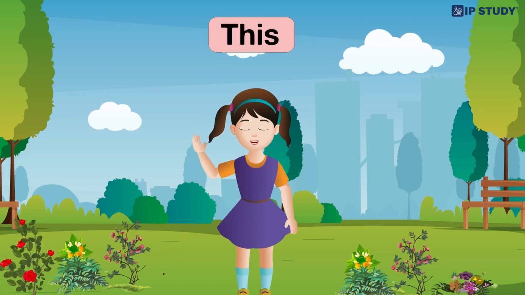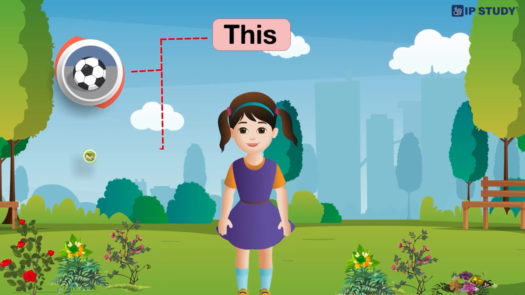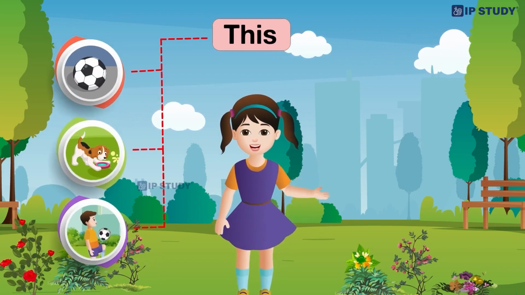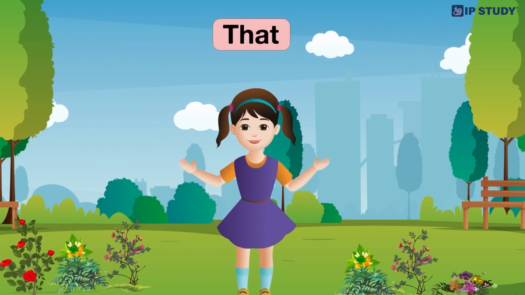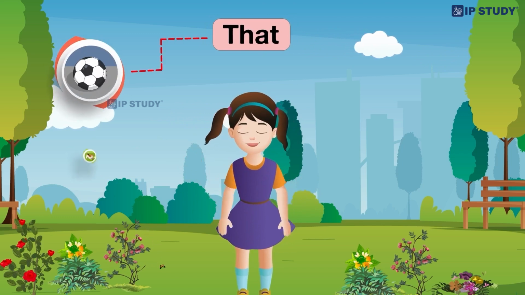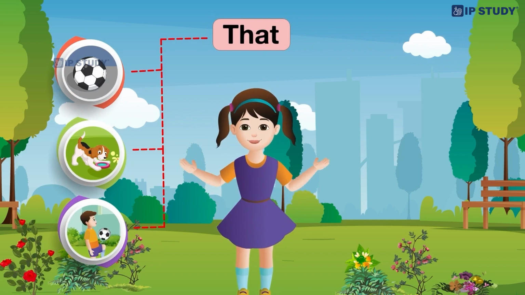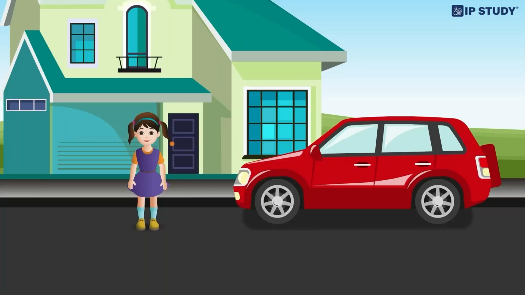We use the word this to point to one thing, animal or person near us. We use the word that to point to one thing, animal or person far from us. Let's look at some examples.